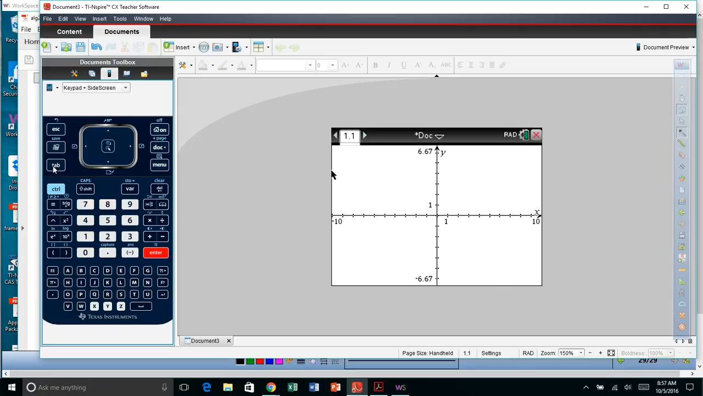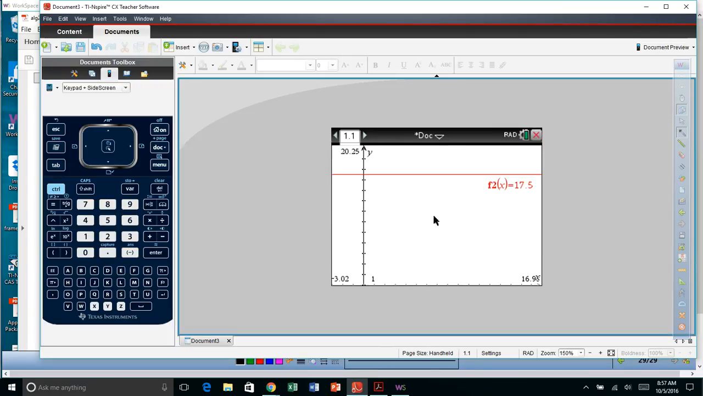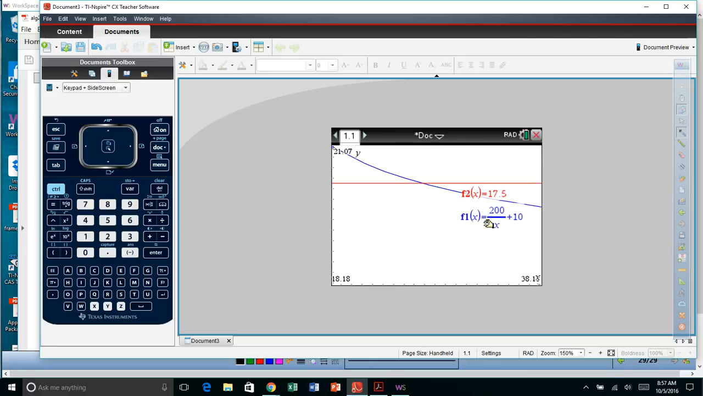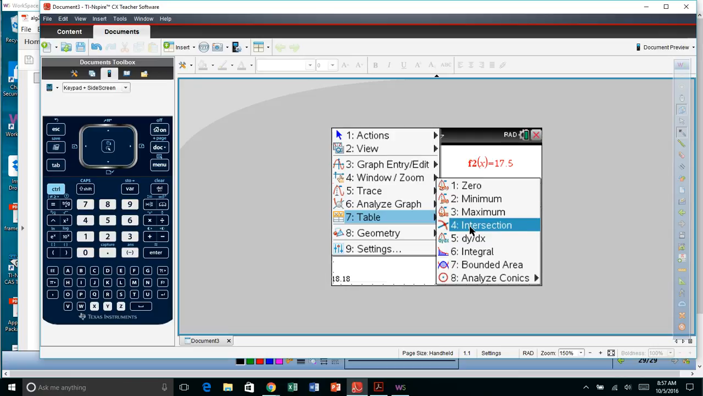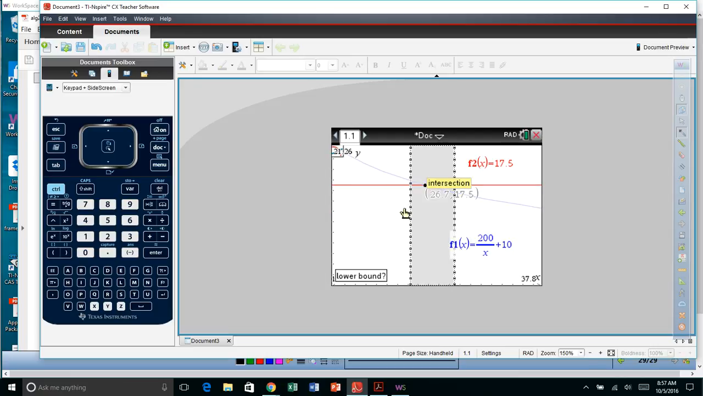Ooh, I don't even see it. And then tab, we want 17.5, right? 17.5. Enter. I don't see either one of those. There's that one there. There's my spot. Okay, so I need to find that spot there. Menu, 6, 4, and there it is. It says 26.7 and 17.5.